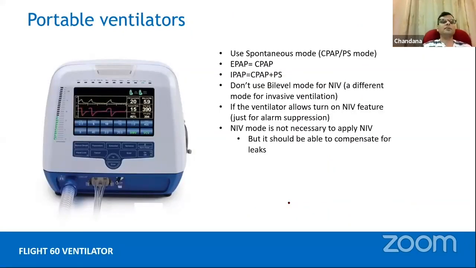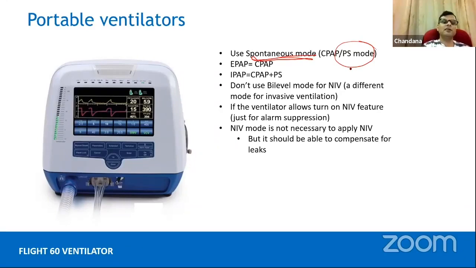The other device is a portable ventilator, which I'm going to talk about in the next session, but I'll just touch upon it. How can we use NIV when you don't have an NIV ventilator? You can use any ventilator which has a spontaneous mode. Spontaneous mode means you have a CPAP baseline pressure, and when the patient breathes, it raises the pressure. That is basically a BiPAP. Although ventilator manufacturers sell these BiPAP devices at a higher cost, this is basically the same thing. The only difference is how the breath is sensed.